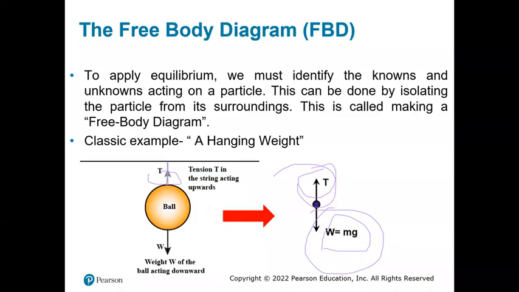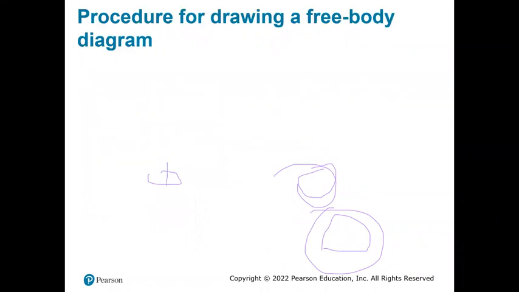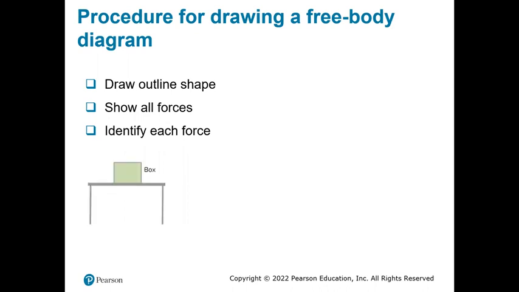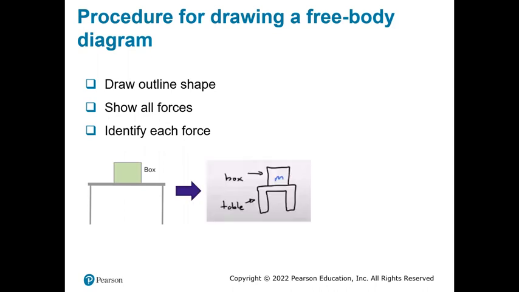So let's look into the procedure for drawing the diagram. First we are going to outline the shape. Then we are going to show all the forces acting on the particle. Then you're going to identify each force. So let's assume an example. We have a table and then we have a box on top. I'm going to draw the free body diagram of that box and table combination. So I have the box and then I have the table.